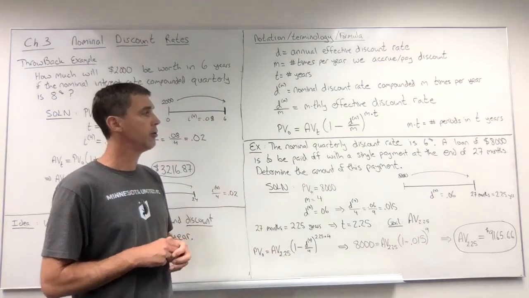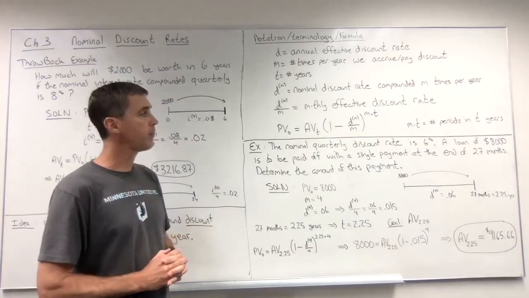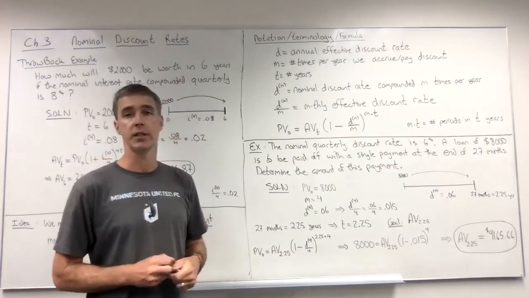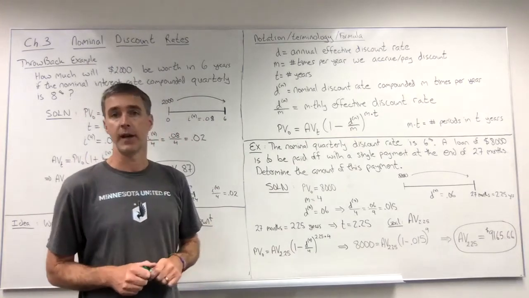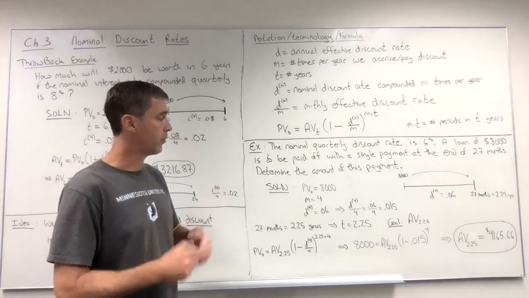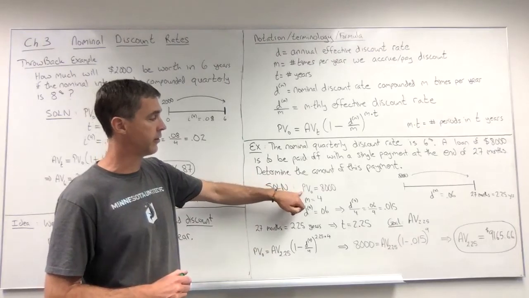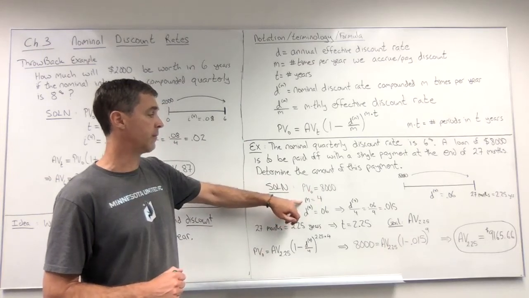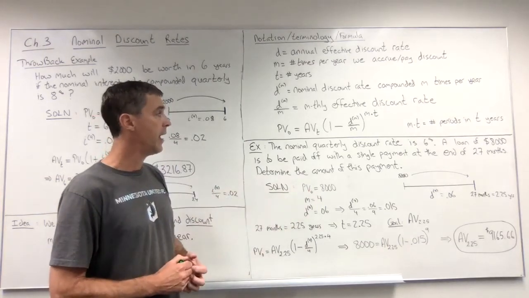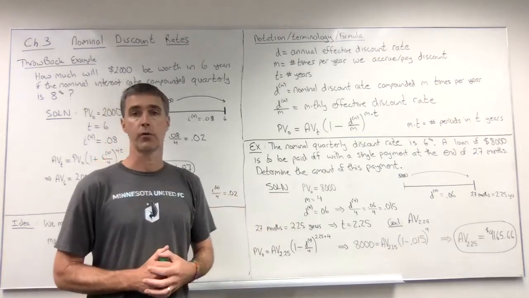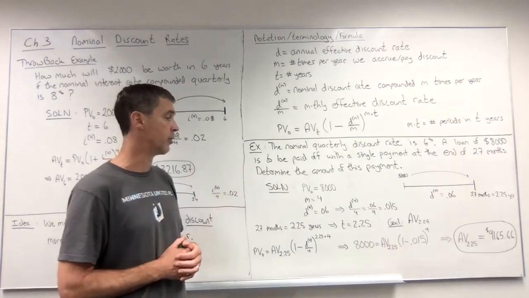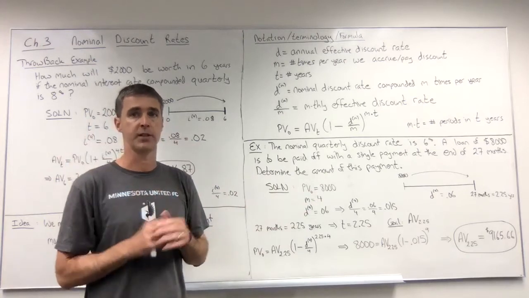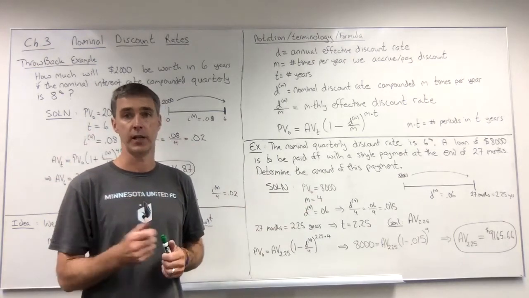Let's work an example with this. We're told that the nominal quarterly discount rate is 6%. We have a loan of $8,000 that has to be paid off with a single payment at the end of 27 months. Let's determine the amount of that single payment. What have we been given? The present value of the loan is $8,000. Discounts happen 4 times a year, quarterly, so m is 4. And our nominal quarterly discount rate, d superscript (4), is 0.06. Remember that superscript is not a power because it's in parentheses. Parentheses always indicate it's just notation, not a power.